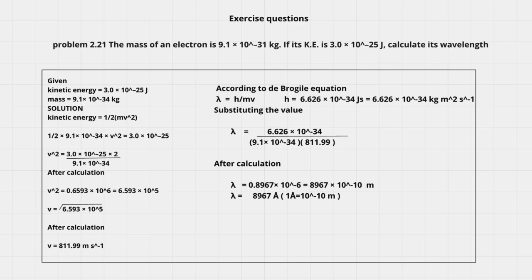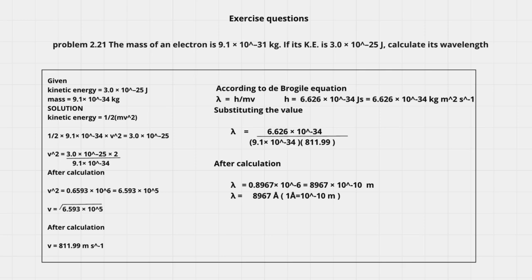According to de Broglie equation, lambda equals h divided by mass into velocity. Substituting the value, lambda equals 6.626 × 10^-34 divided by 9.1 × 10^-31 into 811.99. After calculation and decimal changes, lambda equals 8.967 × 10^-10 meter.